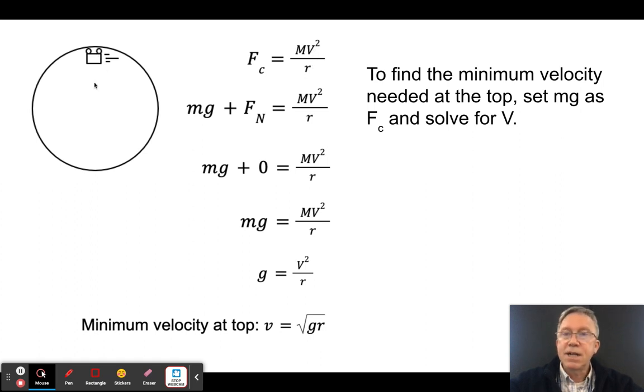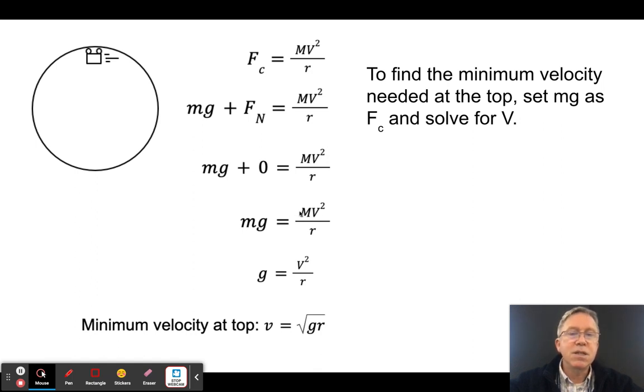There are two forces acting on this object: mg pointing down and the normal force pointing down. Remember, we're trying to find this at the top. The combination of those two gives me the centripetal force, which is mv squared over r. But remember, the minimum is going to happen when the normal force goes to zero, and the only force causing centripetal force is mg. So this collapses to mg equals mv squared over r.